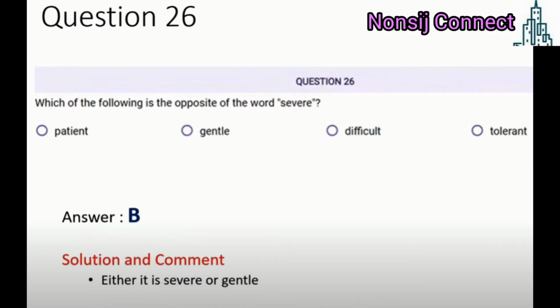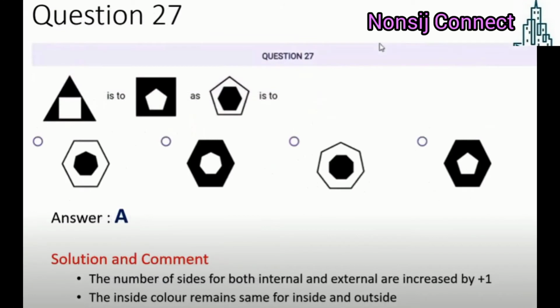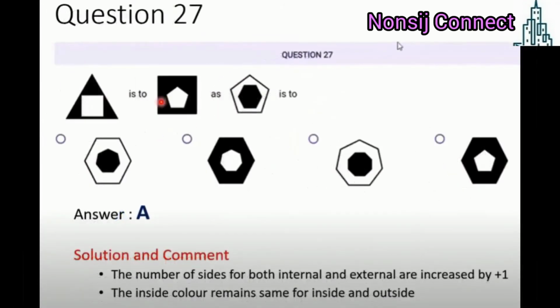I've seen this question before. So please make sure that you get yourself accustomed to all these questions. Then from here, you see that A is the answer. Okay, number 27 is A.